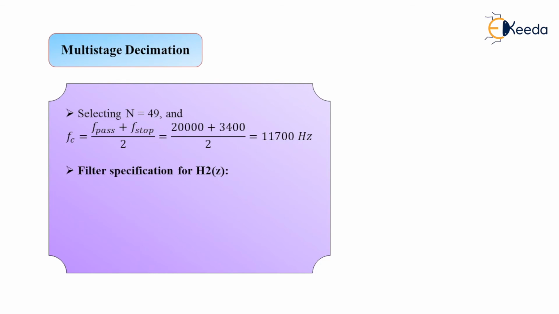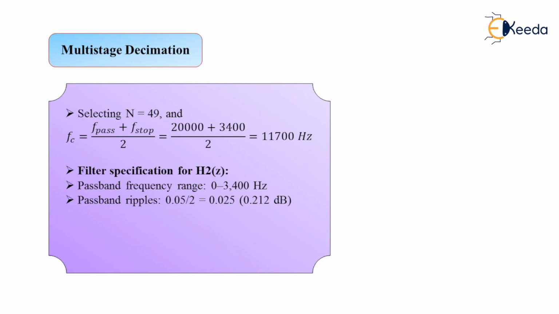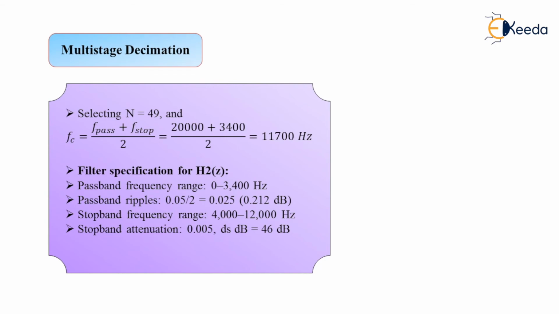The second stage anti-aliasing filter is denoted by H2(z). Here we require the passband frequency range from 0 to 3,400 hertz. The passband ripple is 0.05 divided by 2, so that it is 0.025, and in terms of decibels, as we computed earlier, the value is 0.212. The stop band frequency range is 4,000 to 12,000 hertz and the stop band attenuation is 0.005. In decibels we computed it to be 46 decibels.